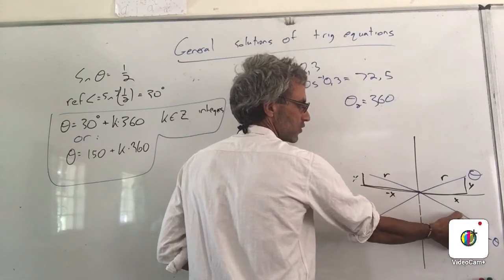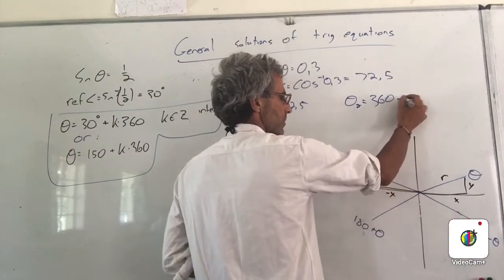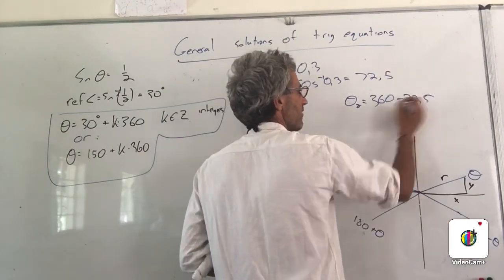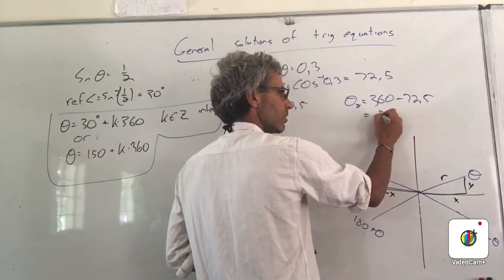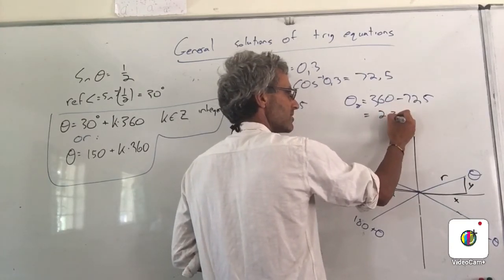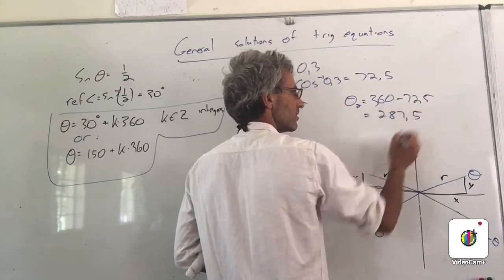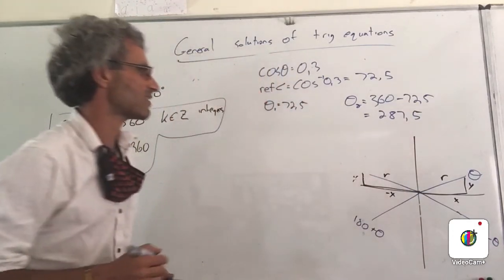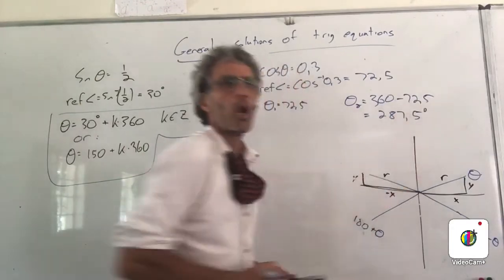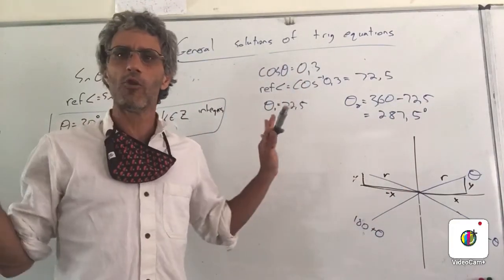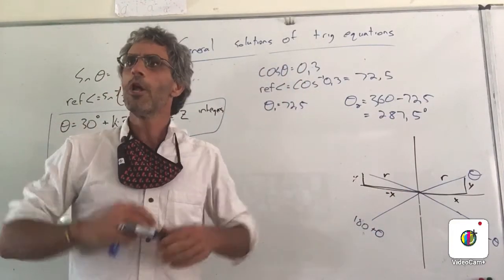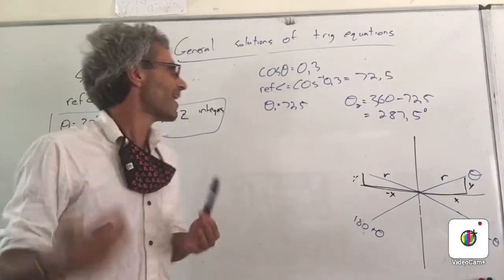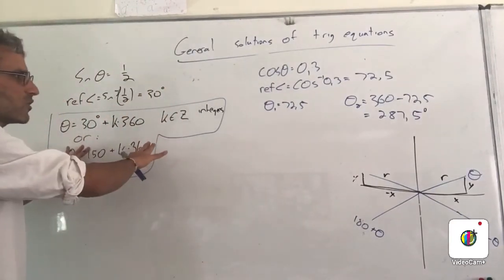That's why I always start any question with this little diagram. 360 minus 72.5 is equal to 287.5. Are we 100% sure about that one? I think it's fine. Right, so in grade 10, that would have been our full answer. We got two solutions. Now we know we actually have infinite solutions, just like we have infinite solutions here.